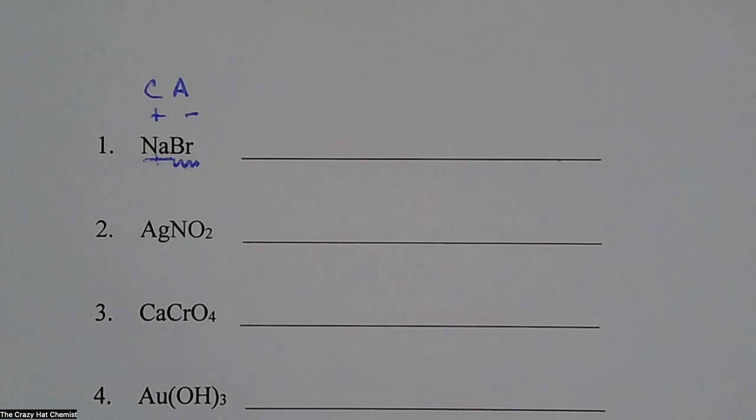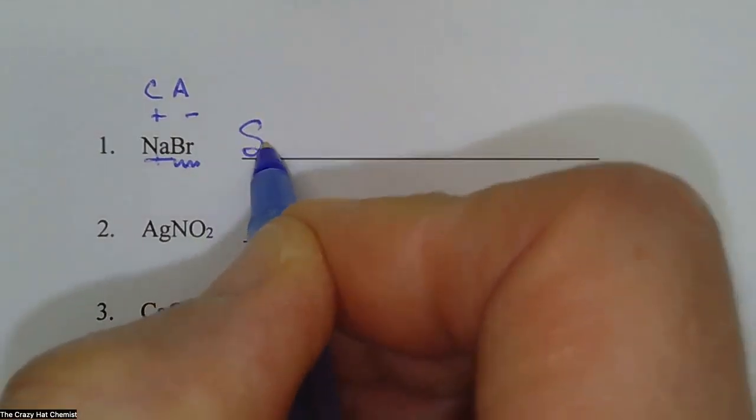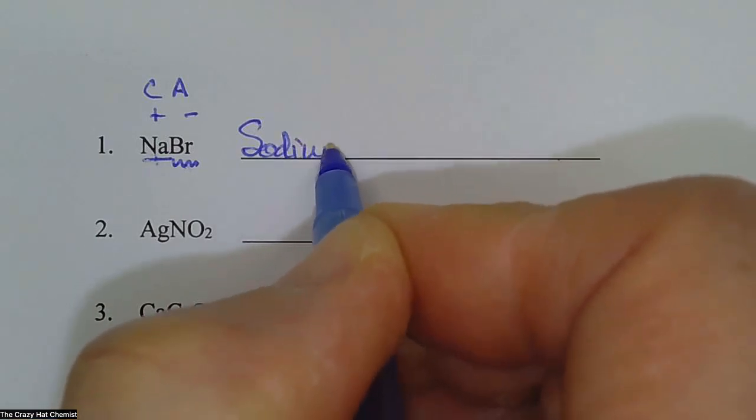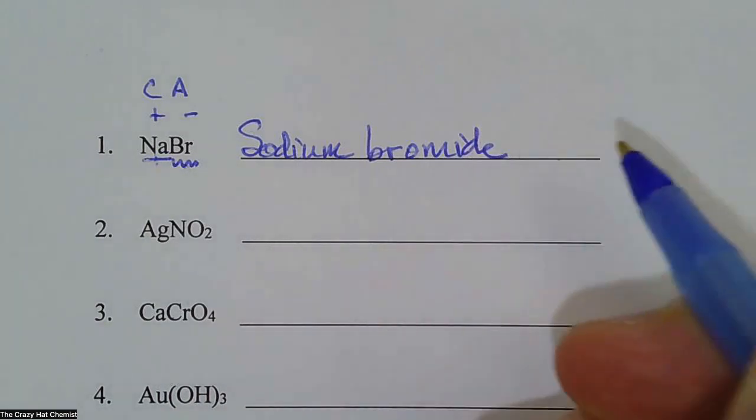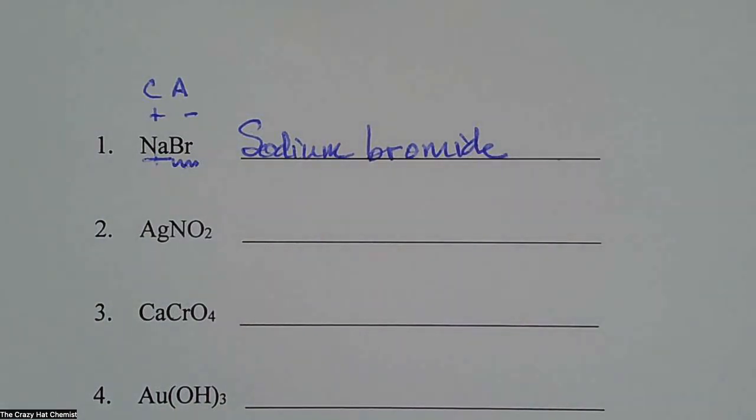And so the naming of an ionic compound, which is a cation-anion combination, is the metal name, and then the non-metal, if it's not a polyatomic ion, has an IDE ending. So this is going to be sodium bromide. There is no name of a compound that has the name of the elements and the elements only.